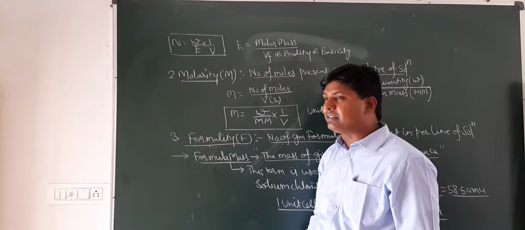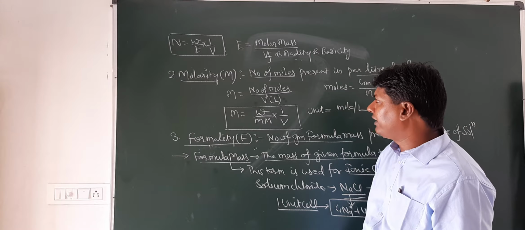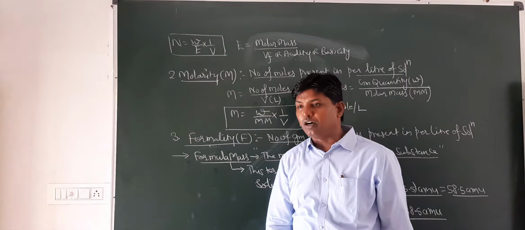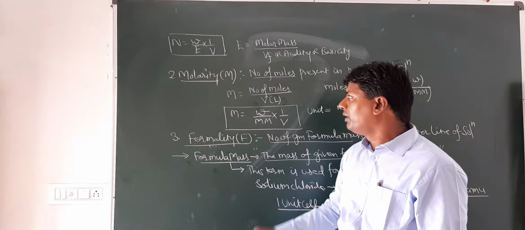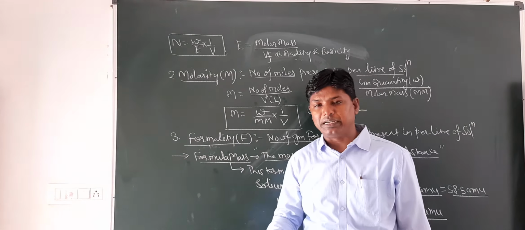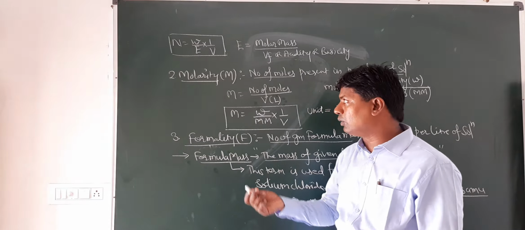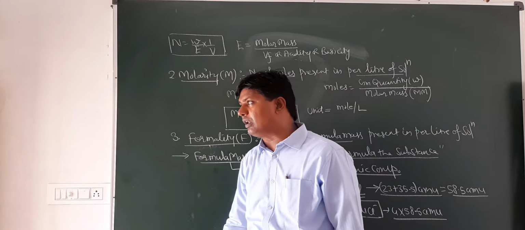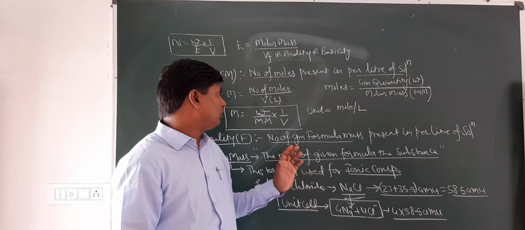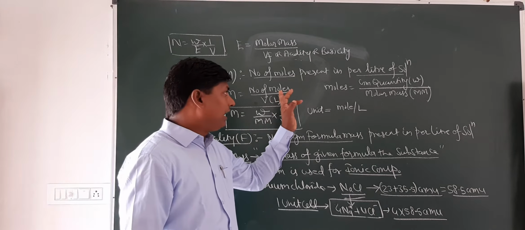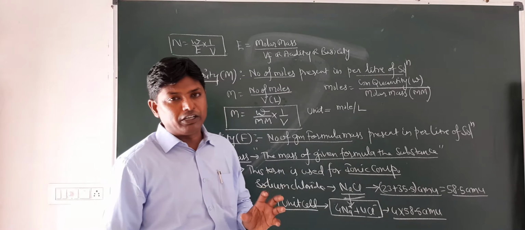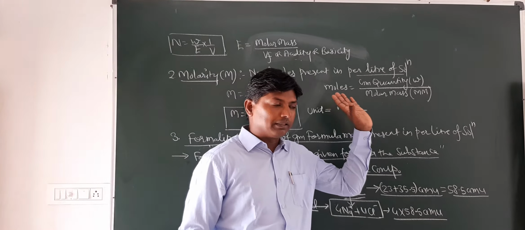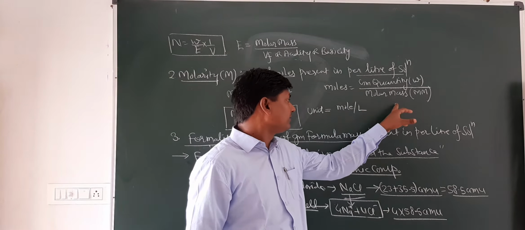Now the second concentration term is what? Molarity. Molarity is number of moles present in per liter of the solution. What does that mean? How many moles of the solute are present in that solution in 1 liter. That is called molarity. On the basis of this definition I can make the formula: molarity is equal to number of moles divided by volume. And we know that moles is the gram quantity of the given substance or compound divided by molar mass. So this is the formula to find the number of moles.